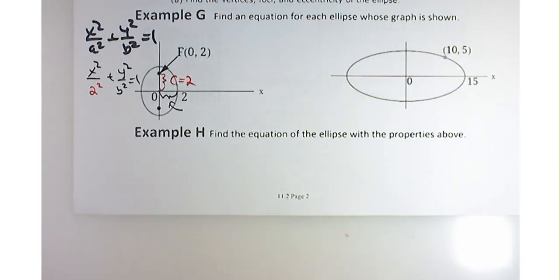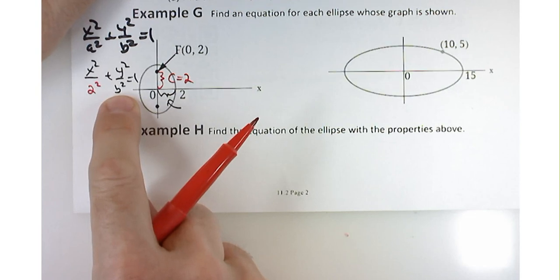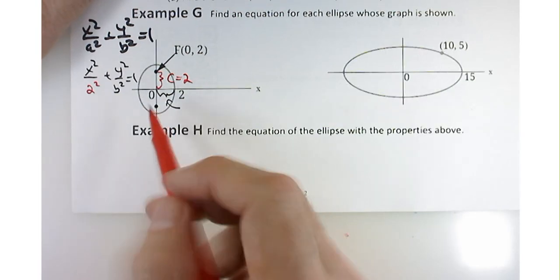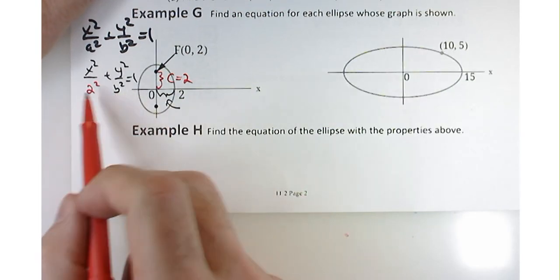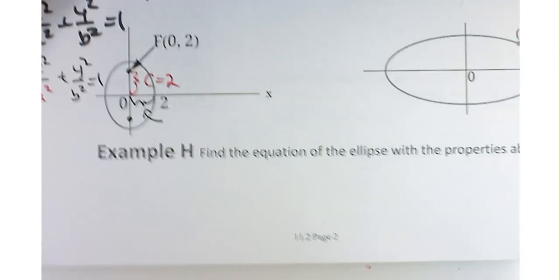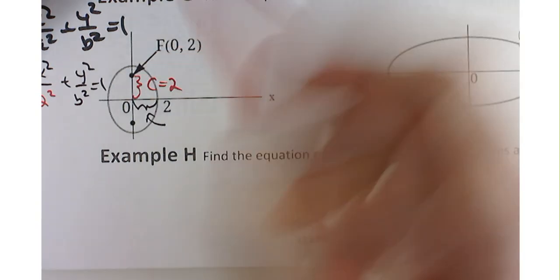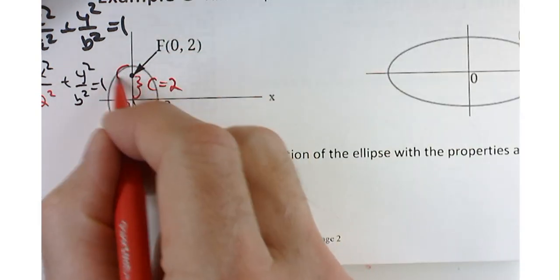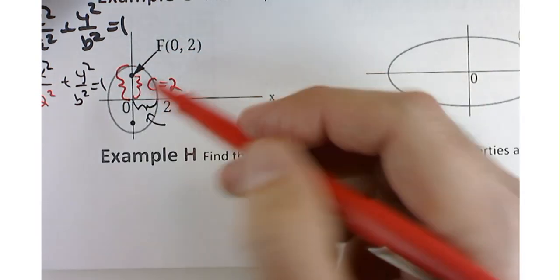So I'm part of the way there. That's a good start. If you did that much, I'd at least give you a point. But I need to figure out what b is. And so, is b going to be bigger than 2 or less than 2? Bigger. Has to be bigger than 2, right? Because b is going to be this distance right here. And that distance has to be bigger than 2.